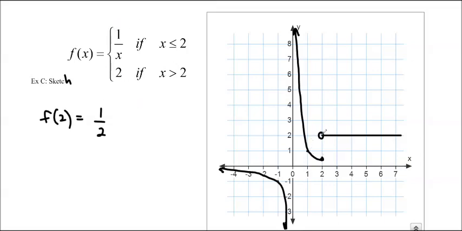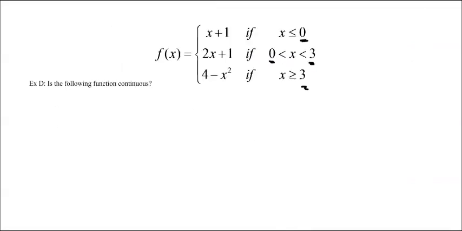So I would want them both to have exactly the same y value. So that's why I need to check the end values for both of these, and then for both of these, in order to figure out if they touch at 0 and at 3. Okay, so we're just checking the endpoints.